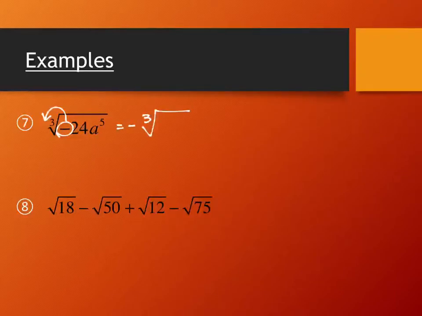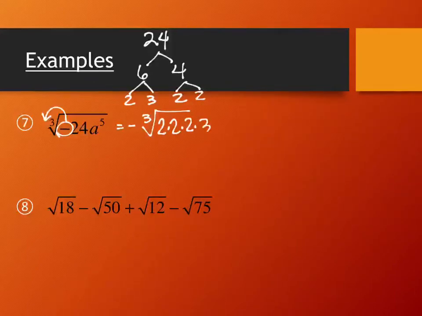So the next thing let's do is let's actually look at the number 24. So somebody tell me something I could divide 24 by. 6. It'd be 6 and 4. And then 6 divides into 2 and 3, and 4 is 2 and 2. So I actually have 1, 2, 3 2s, and a 3. That's the number 24. And I have how many x's? 5. Or a's. What's my letter? A's. 5. 1, 2, 3, 4, 5.